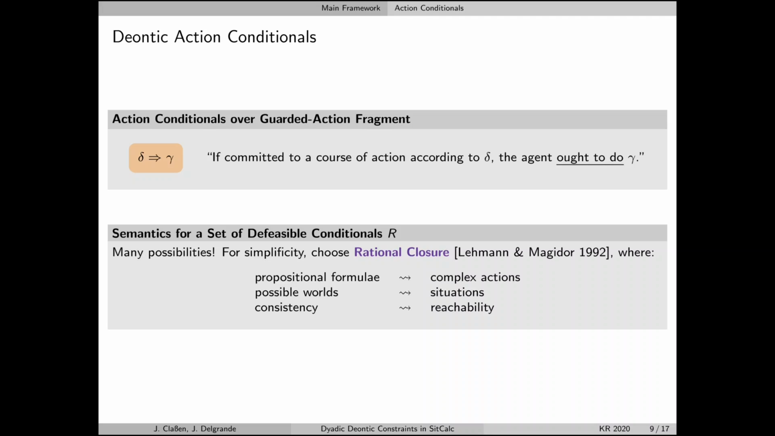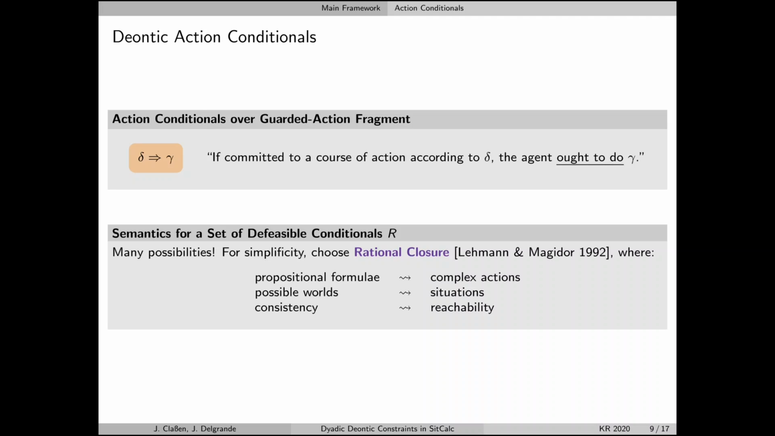Defining the exact semantics for a set of such defeasible conditionals is an issue in and of itself, and there has been lots of work on this subject. Here again, for simplicity and because of the nice computational properties, we choose a semantics akin to Lehmann and Magidor's rational closure. If you're familiar with rational closure, the following will look very familiar.